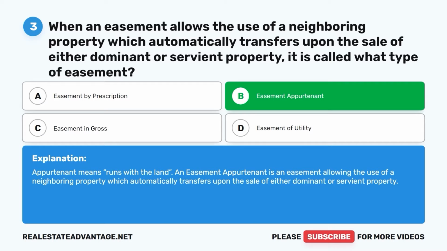An easement appurtenant is an easement allowing the use of a neighboring property which automatically transfers upon the sale of either dominant or servient property.